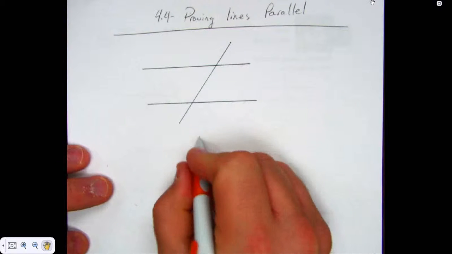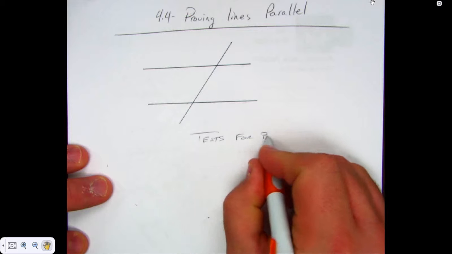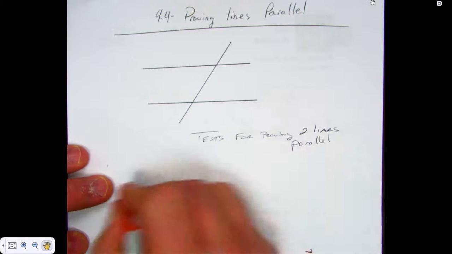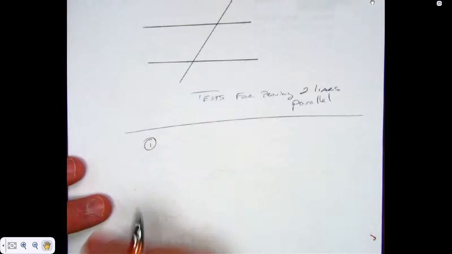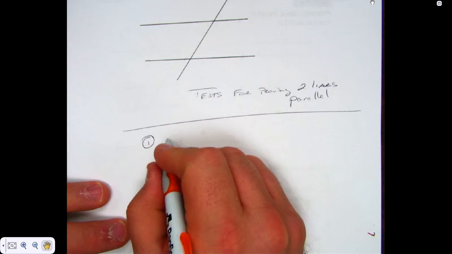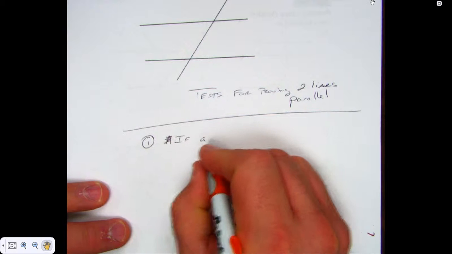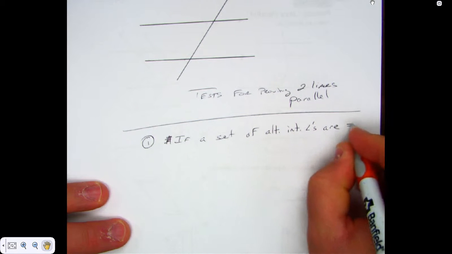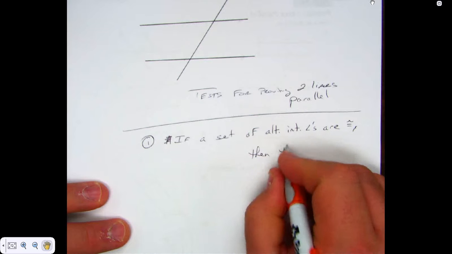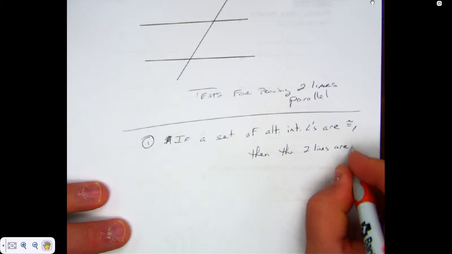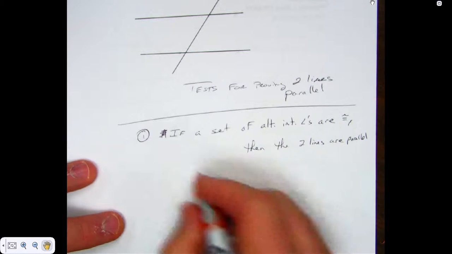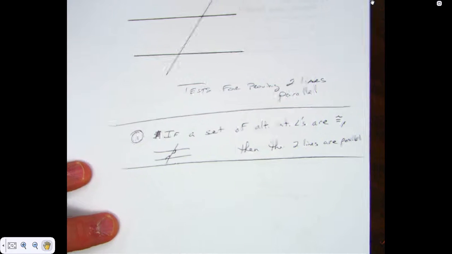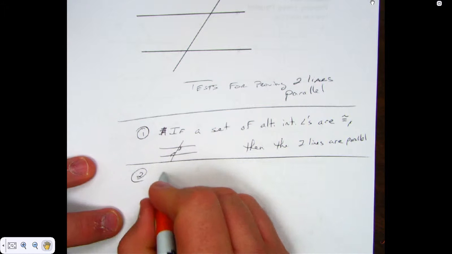So right here, we'll make kind of a chart, and we'll say tests for proving two lines parallel. Our first test. If a set of alternate interior angles are congruent, then the two lines are what? Two lines are parallel. So our first test is if we can find a transversal and we find a set of alternate interior angles to be congruent, we can say the two lines have to be parallel.